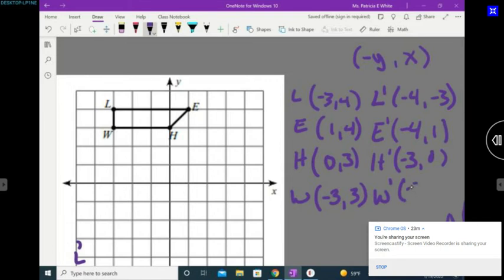Negative 3, -2. I got a question. What do you call a banana? Oh. What do I call a banana? A banana.